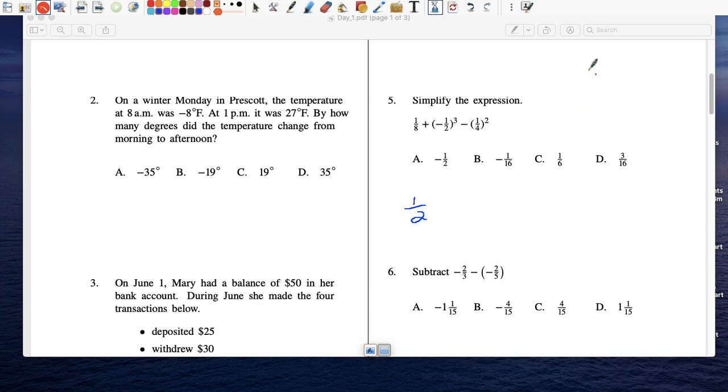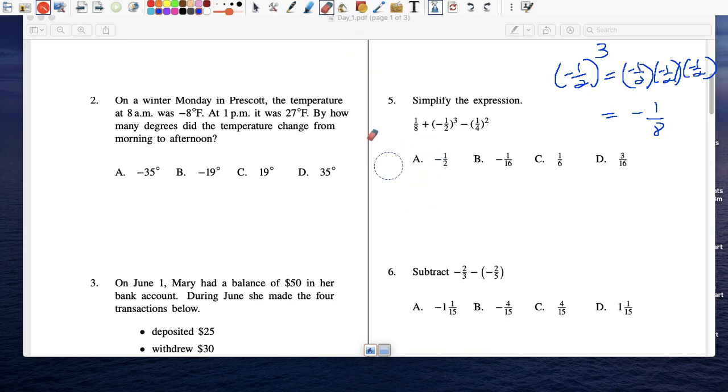Let me do this more. So think about what that is. It's -1/2 times -1/2 times -1/2. So it's a negative times a negative times a negative, which is going to give you a negative, and then 1 times 1 times 1 on top is 1, and at the bottom 2 times 2 times 2 is 8. In your calculator you're going to put 1/8 plus, all that becomes -1/8.